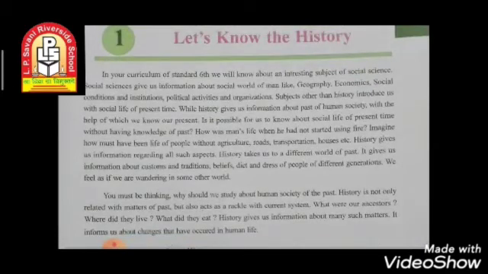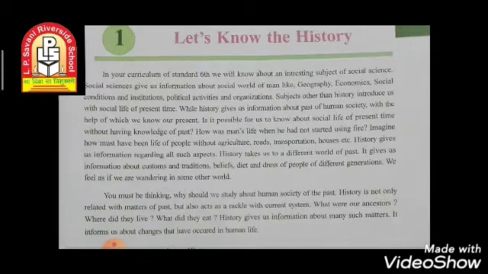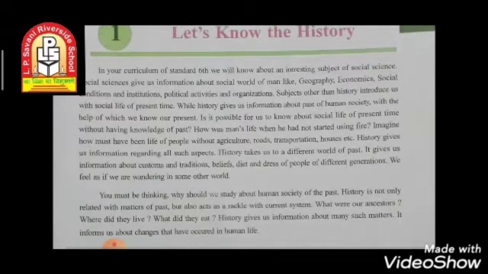So here we are going to study a very interesting topic about social science. Social science gives us information about the world of men, like geography, economics, social conditions and institutions, political activities and organizations. Subjects other than history introduce us to the social life of present time. So basically, social science is a subject which mostly gives us information about the men of earlier times, either of geography or of economics. Economics means related to money, and also about the social conditions and institutions, political activities and organizations. So basically, it gives us information about all these things, right?